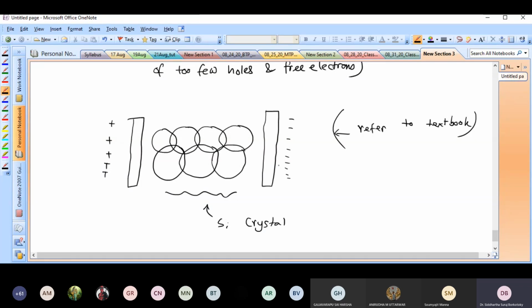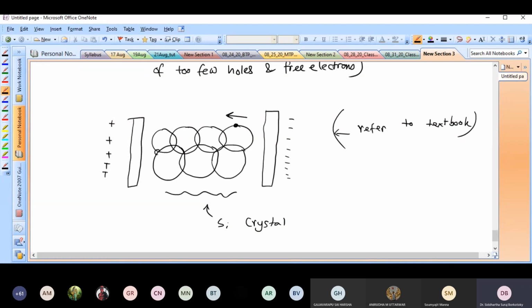And then what happens? Whenever there's a free electron somewhere, that free electron will be pushed in the direction of the left by this potential from the external battery. And what happens to the holes? These holes will move in the opposite direction.